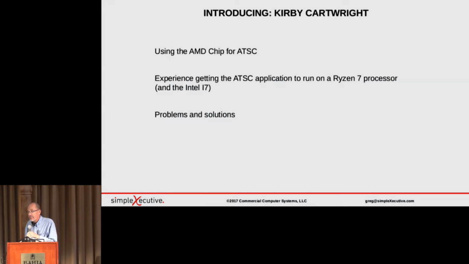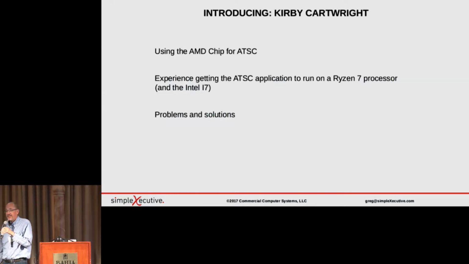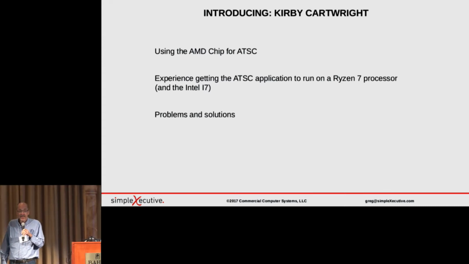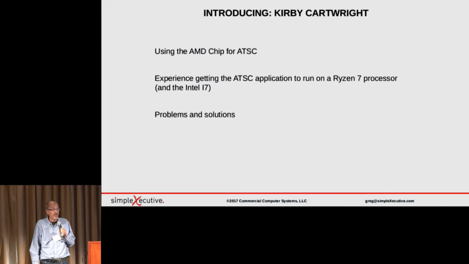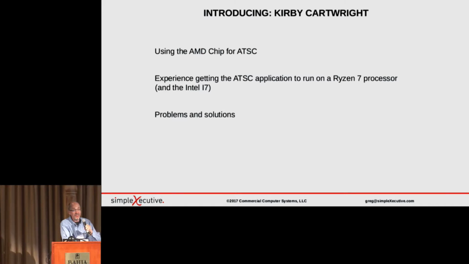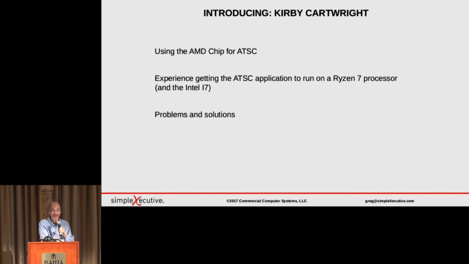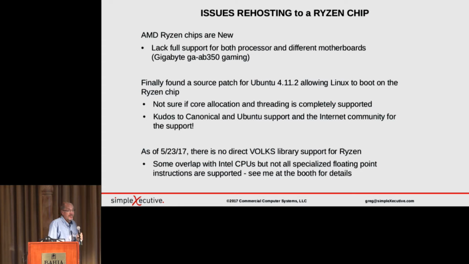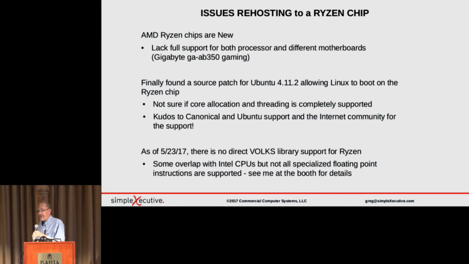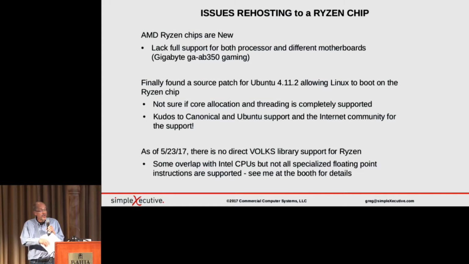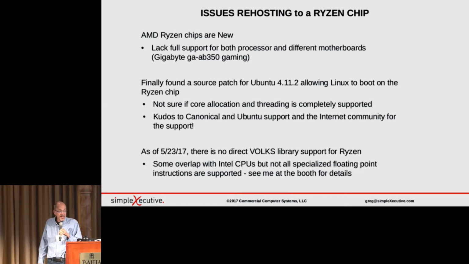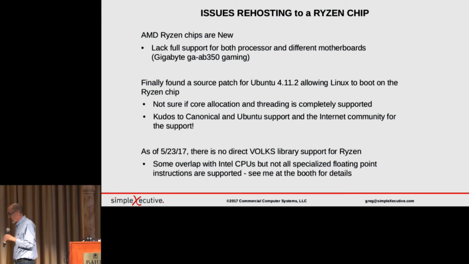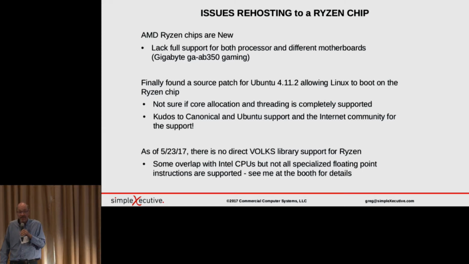I'm going to talk a little bit about the problems we had getting our ATSC flowgraph to actually work on the AMD machine. Let's see, being the AMD machine is bleeding edge, we did have some, and I'll talk a little bit about the problems and solutions. Okay, once again, the chips are new. They came out earlier this year. Our particular motherboard, the Gigabyte GA-AB350 Gaming, was not particularly supported by Linux.